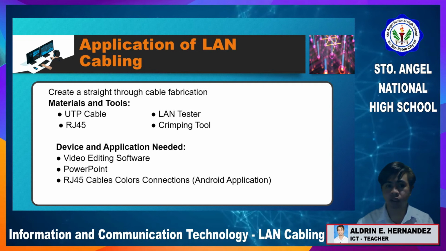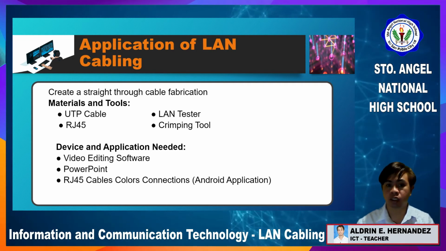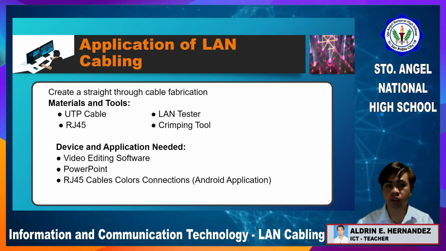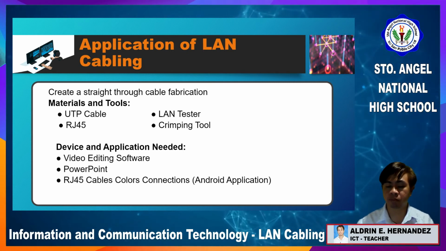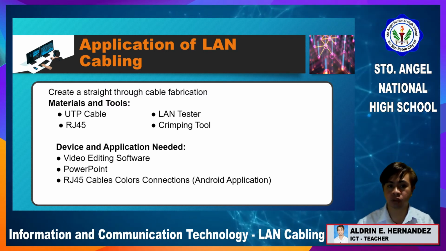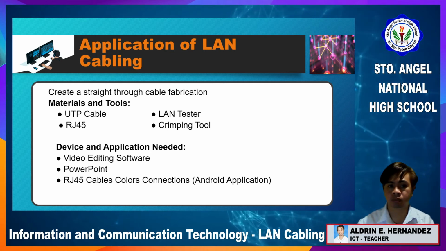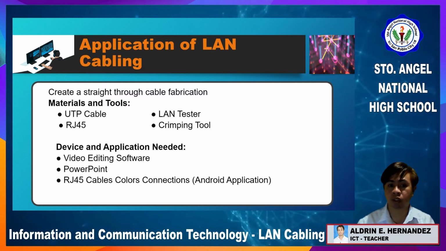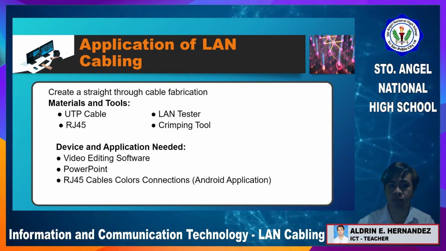For online students, please prepare the following tools and materials needed in creating a straight-through cable fabrication. We need UTP cable, RJ45, LAN tester, and the crimping tools. You are tasked to create a video or PowerPoint presentation of the task. You may use the Android application, RJ45 cable color connection, for your reference in making LAN cable.